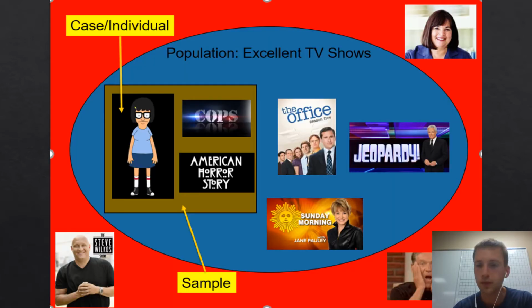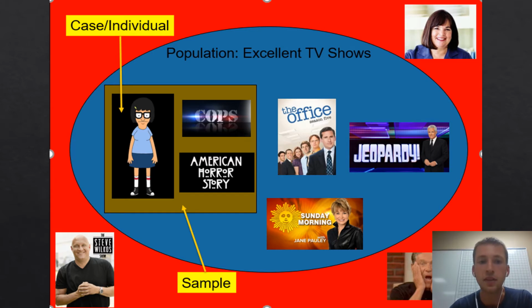So I know a lot of you are visual people, you like diagrams, that sort of thing. So I put together a diagram here that displays some of these vocabulary terms. So let's say that our population of interest is excellent television shows. Maybe we want to know what rating they have. Is it TV 14? Is it PG? Is it MA? We want to know more about excellent TV shows, okay?